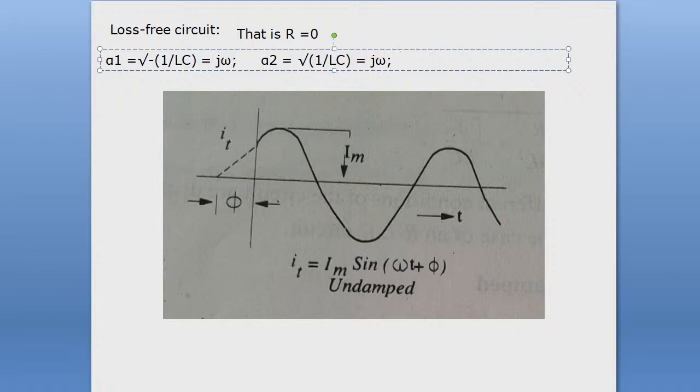Omega is the angular frequency of this response. Omega equal to 1 by square root of LC. You can write this like this, or we can write F equal to 1 by 2 pi square root of LC, since omega equal to 2 pi F.